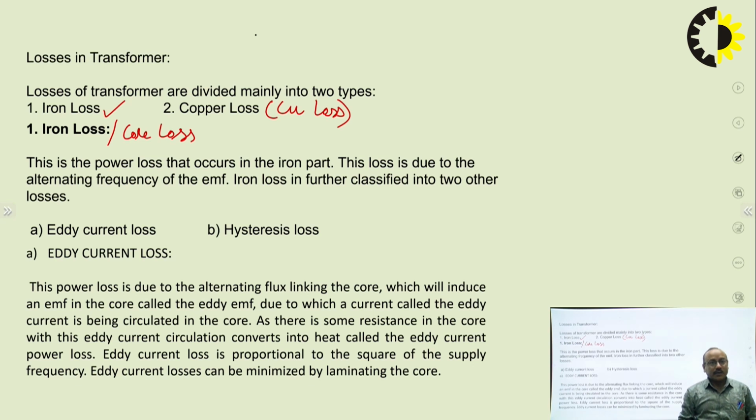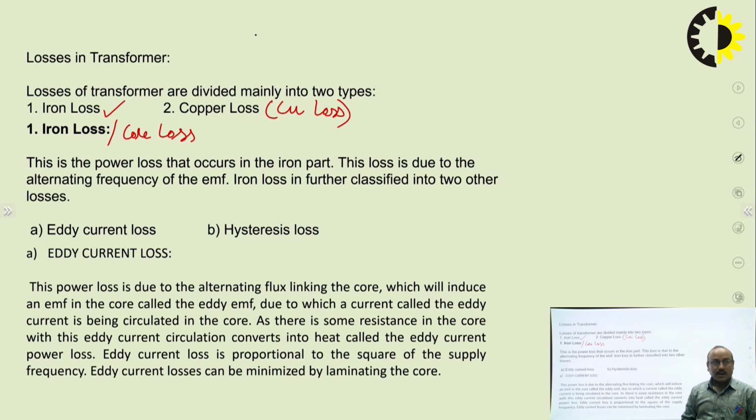There is no friction loss in a transformer. Reason being, a transformer is a static device, so there is no question of friction. Friction only takes place when some motion is there. So there is no friction in a transformer due to it being a static device, and no question of friction losses in a transformer.